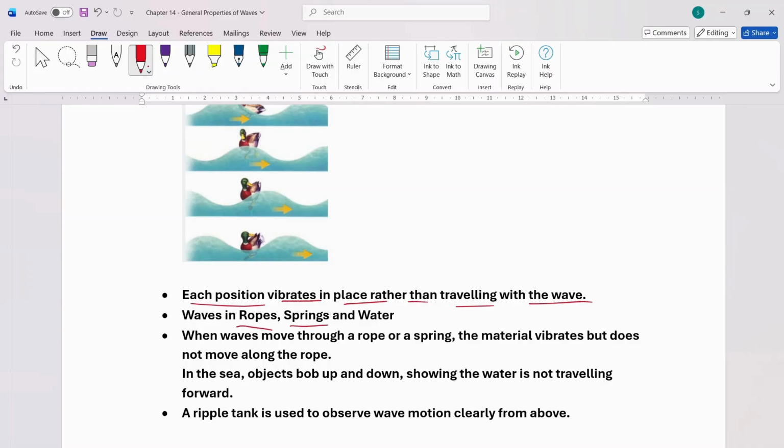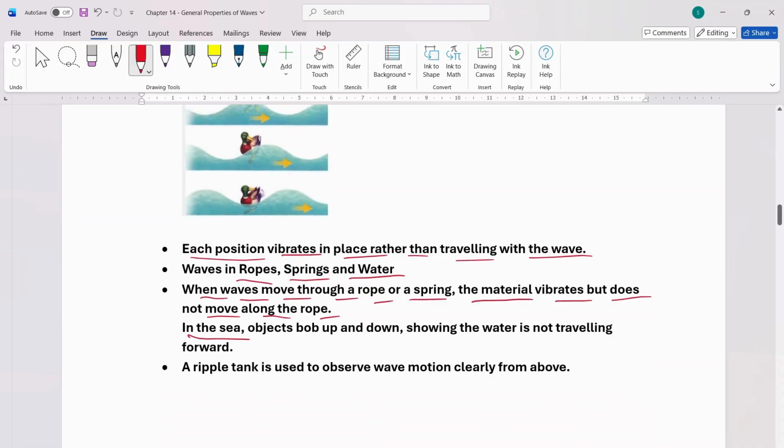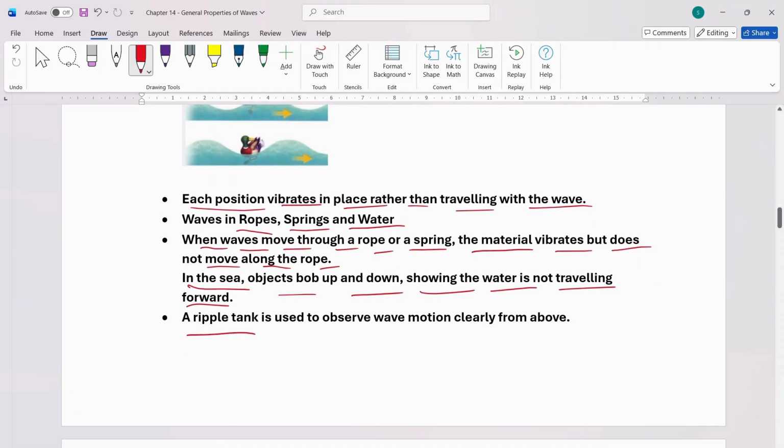Waves in ropes, springs, and water. When waves move through a rope or a spring, the material vibrates but does not move along the rope. In the sea, objects bob up and down, showing the water is not traveling forward. A ripple tank is used to observe wave motion clearly from above.